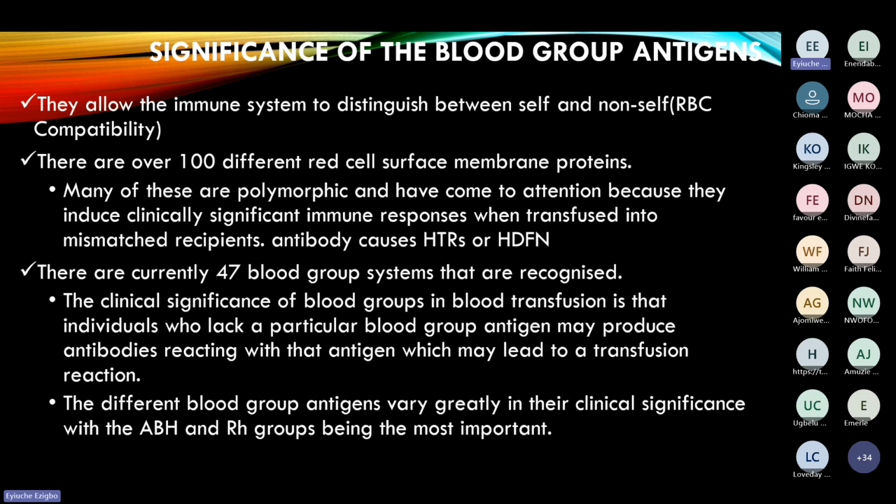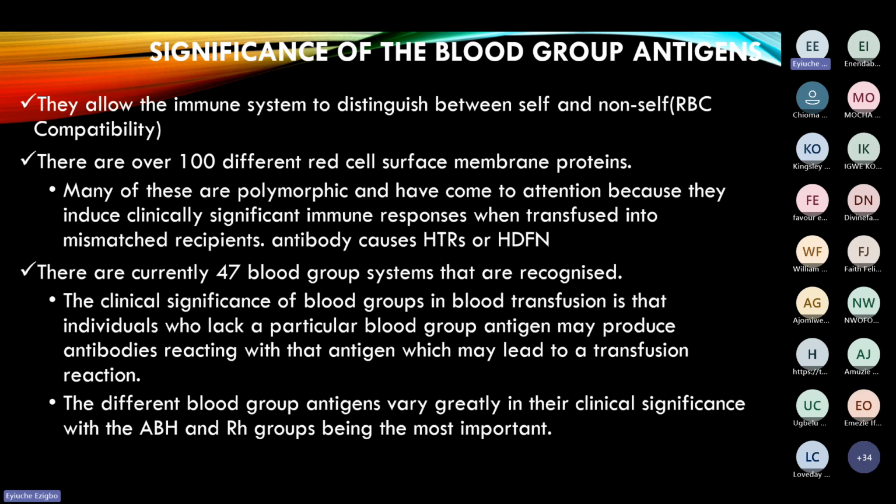So the significance of the blood group antigens. The blood group antigen is very, very important in the body because they allow the immune system to distinguish between self and non-self. Yes, because when someone with blood group B is transfused with blood group A, there will be a reaction telling you that the individual does not have those antigens that are being transfused. So it shows some level of reaction.